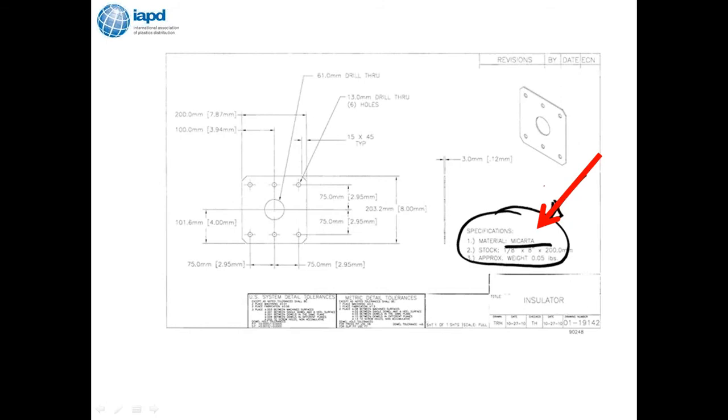And then here's a nice one here. We talked about the generic. So your customer's print has material, micarta. Once again, is it canvas phenolic? Is it linen phenolic? Is it G10? Is it G11? If you ever get this from your customer, what grade are you looking for?